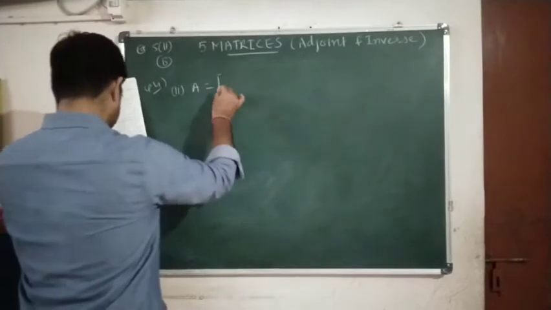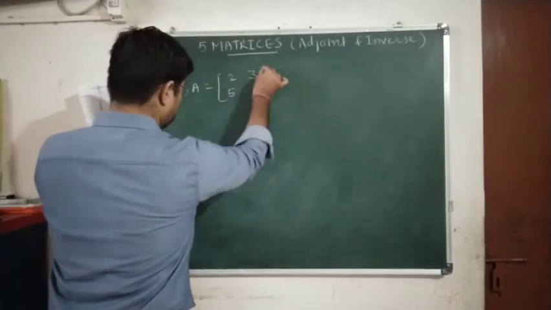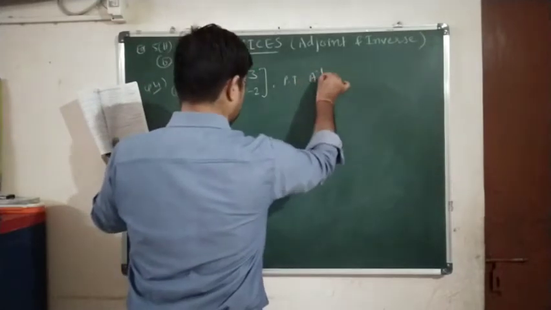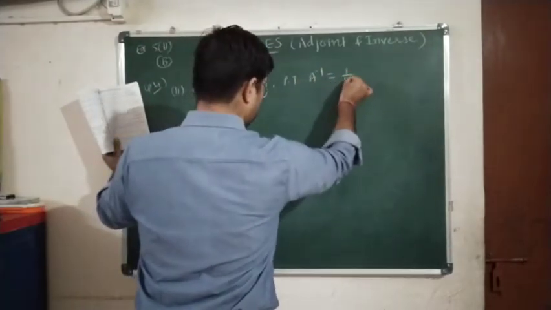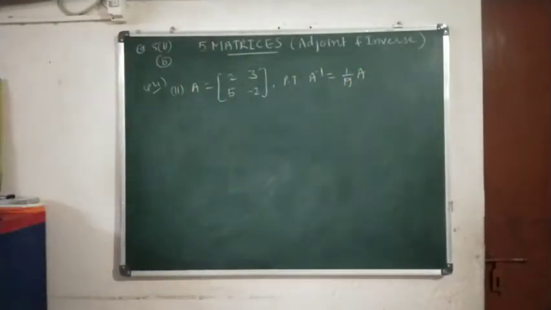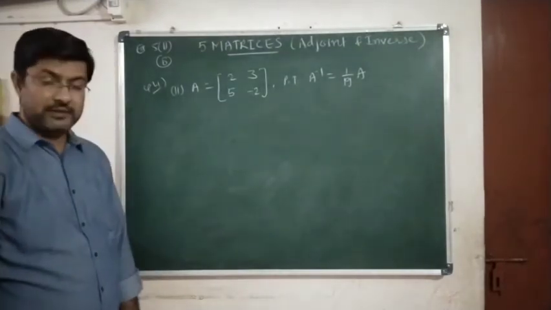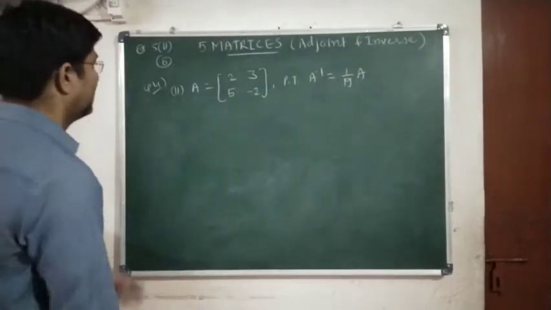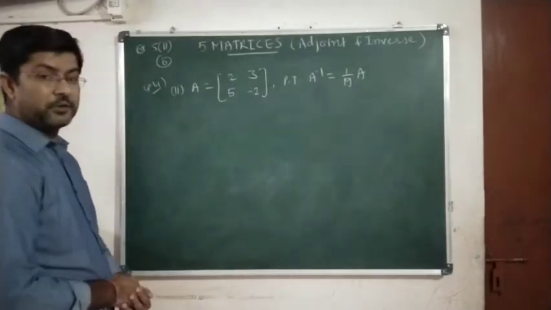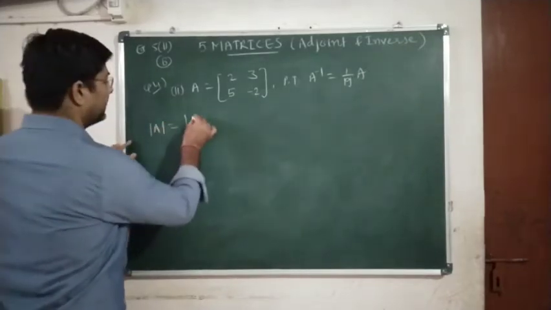Matrix A is given 2, 3, 5, minus 2. We have to prove that A inverse is equal to 1 upon 19A. So we have to find A inverse and then check whether A inverse is equal to 1 upon 19A or not. In order to find A inverse we need determinant of A as well as adjoint of A. So let us find out determinant of A.